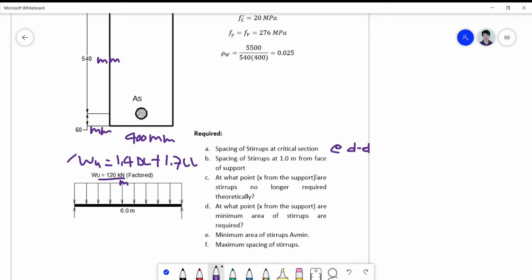And also we are asked to find the point X from the support in which the stirrups are no longer required. Also, the point X from the support in which the minimum area of stirrups are required. And letter E, the minimum area of stirrups Av minimum, and the maximum spacing of stirrups. So these are code requirements, and some of these are concerns on the diagram. We will solve the first ones using the diagram, and these two here directly using the shear formula.